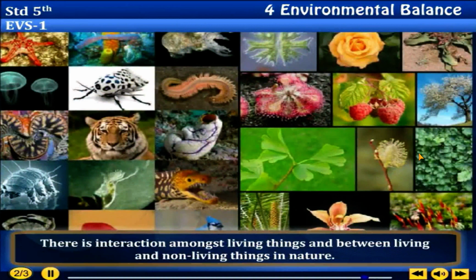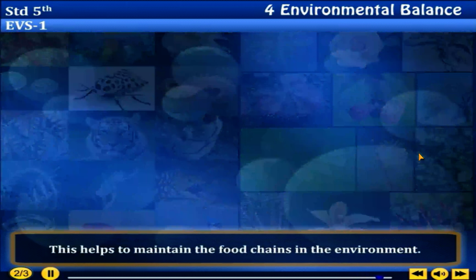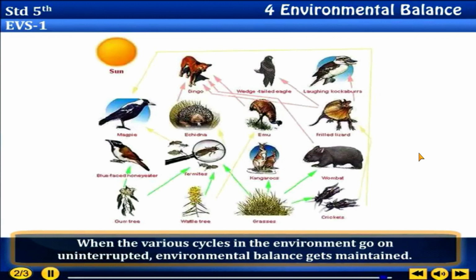There is interaction amongst living things and between living and non-living things in nature. This helps to maintain the food chains in the environment. When the various cycles in the environment go on uninterrupted, environmental balance gets maintained.